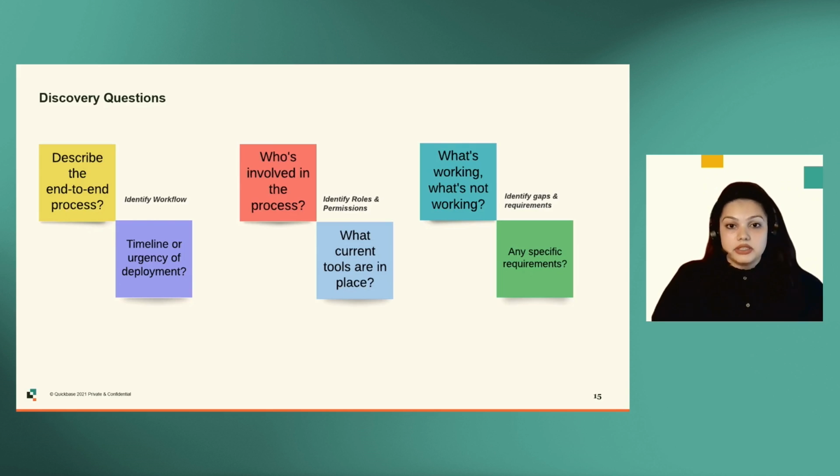The last thing I like to discover is gaps and requirements. So what are the gaps in the current process, and what are the requirements for the future state, the streamlined solution that you're looking for? So some questions I like to ask around that are, what's working and what's not working? And are there any specific requirements for your future state of this workflow?